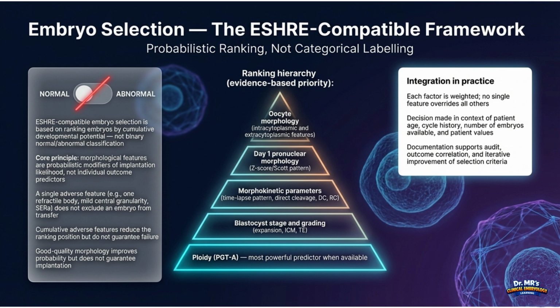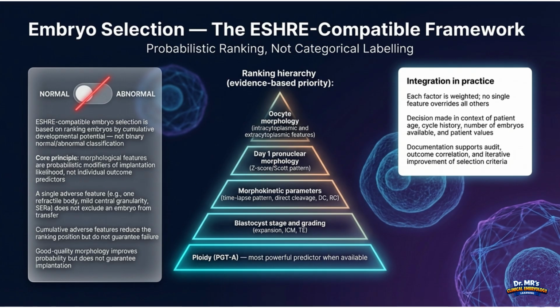It simply means that statistically, its probability of live birth is slightly lower than a visually perfect sibling cohort. You rank them by cumulative developmental potential. So what is the hierarchy of that ranking? If I have a cohort of 5 blastocysts, what data point holds the supreme weight? Number 1 is universal euploidy. If you have pre-implantation genetic testing for aneuploidy PGT-A results, a euploid embryo overrides almost all morphological concerns.